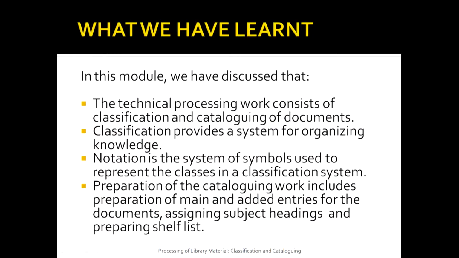Dear learners, let's see what we have learnt in this particular lesson. We have discussed that technical processing work consists of classification and cataloging of documents. Classification provides a system for organizing of knowledge. We have seen that notation is a system of symbols used to represent the classes in a classification scheme. Preparation of the cataloging work includes preparation of main entry and added entries for the documents, assigning subject headings and preparing of shelf list.